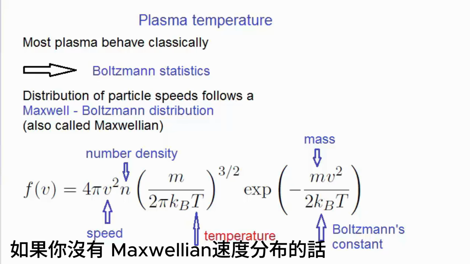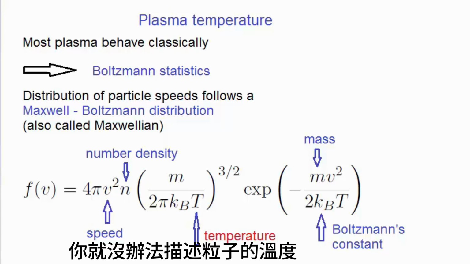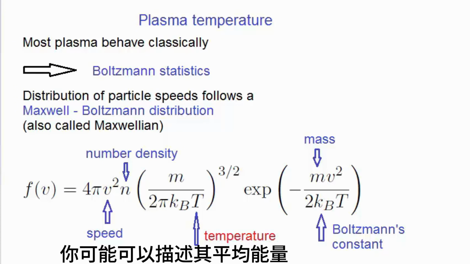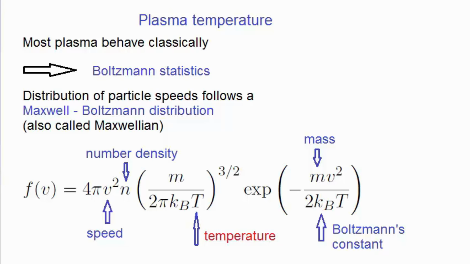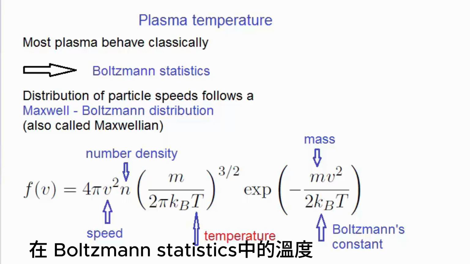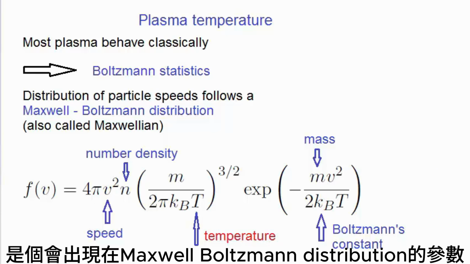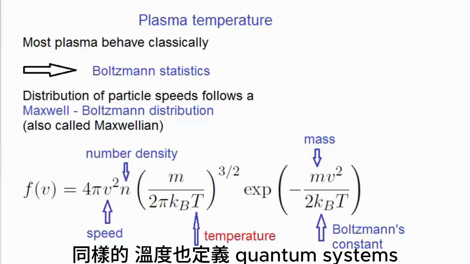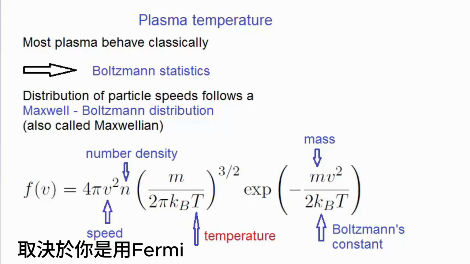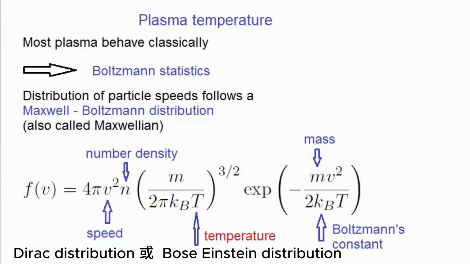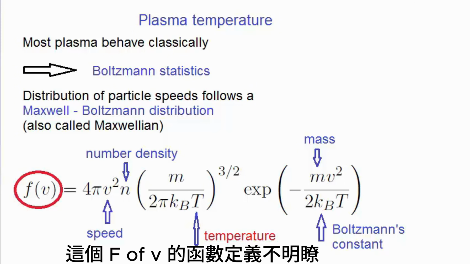So what if you didn't have a Maxwellian distribution of velocities? Then you can't really talk about a temperature. You may talk about an average energy. A temperature following Boltzmann statistics is the parameter that appears in the Maxwell-Boltzmann distribution. In the same way, temperature is defined for quantum systems depending on whether you had a Fermi-Dirac distribution or a Bose-Einstein distribution. The meaning of the function f(v) is not obvious.